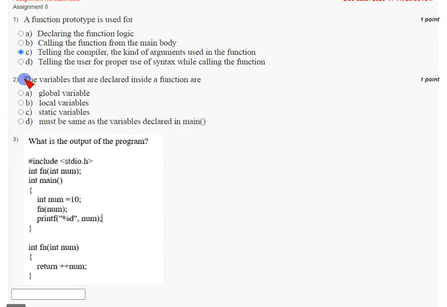And coming to the second, the variables that are declared inside the function are. Friends, this is an easy question, and we know that local variables is the answer, because local variables are the variables that are declared inside a function, and global variables are declared outside the function. Static variables are declared with the keyword static. So option B, local variables, is the correct answer.